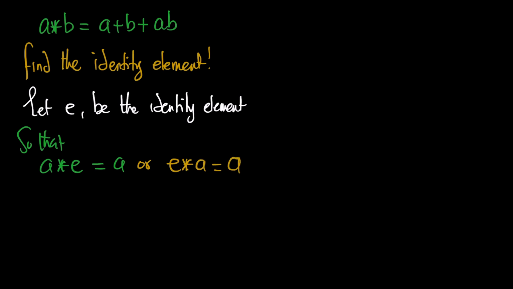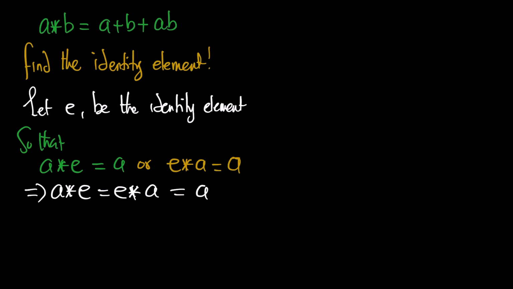So this is a property that we are going to use, which simply means that A star the identity element is the same as the identity element star A, to give you A. So you can tell that the binary operation star is commutative. A star E is the same as E star A, and it's going to give us A. We're going to make good use of this property to arrive at our identity element.